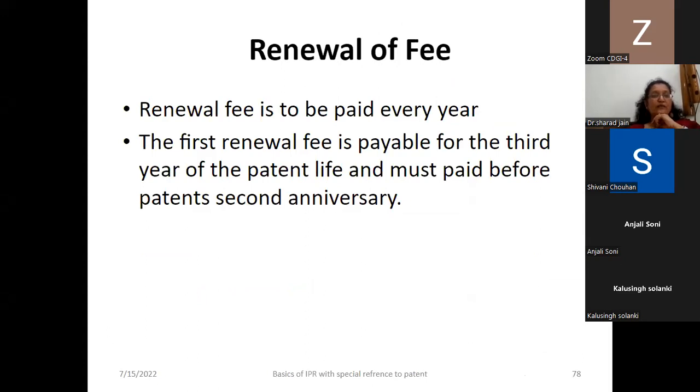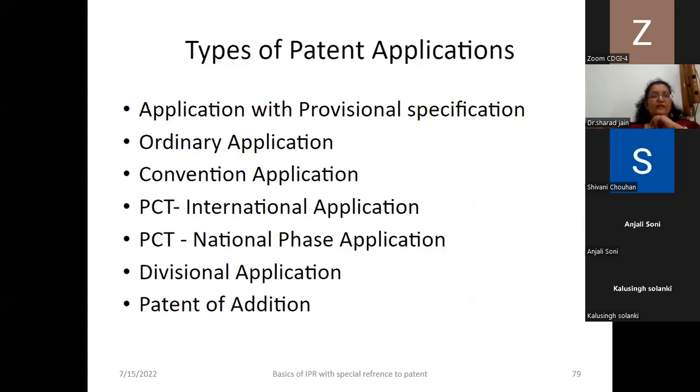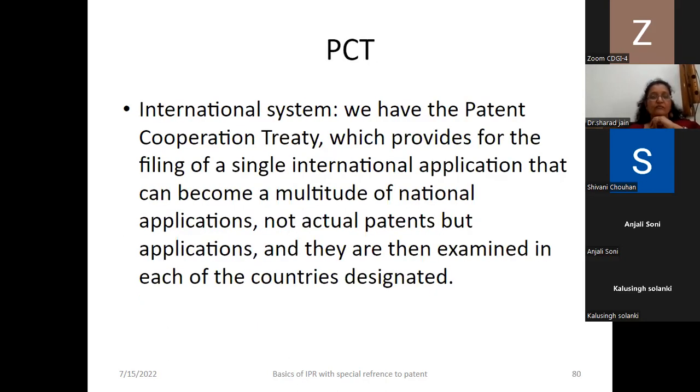Renewal fees are to be paid every year, and from the third year of the patent life, there is a deposit of fees. If you want to apply in different countries, then apply through PCT, and if you want to make an addition to a previous patent, there is a patent of addition application. Through PCT, the international system, we can apply our application in different countries. So the application will be different, the patent will be the one, and the evaluation will be different.